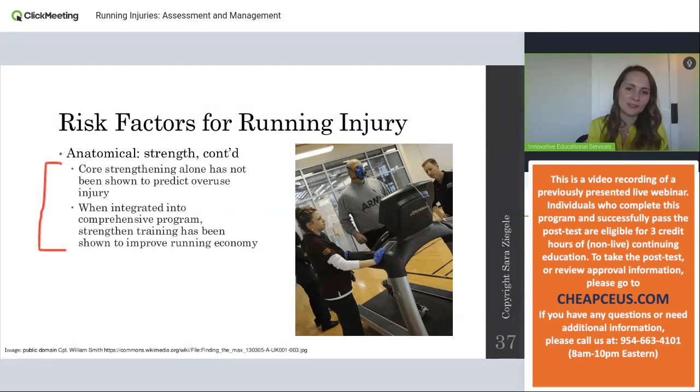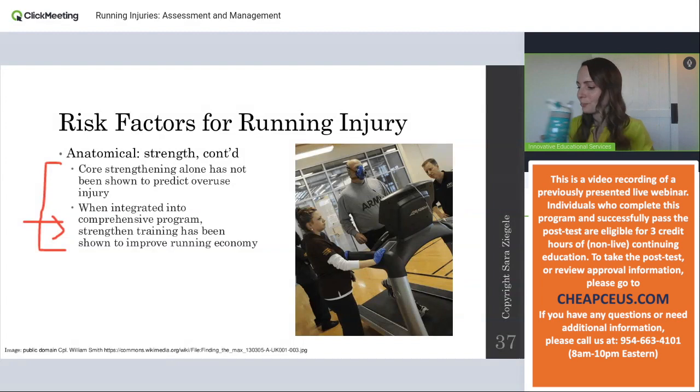And if you are having difficulty convincing your runners that they need to be doing strength in addition, which sometimes is a harder sell than we'd like it to be as BTs, if we can sometimes talk to them about the performance benefits of strength, that can have a little bit of a motivating tendency in our running population. And the metric that's been shown to improve is actually running economy.